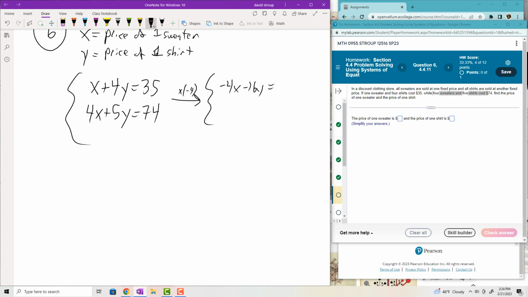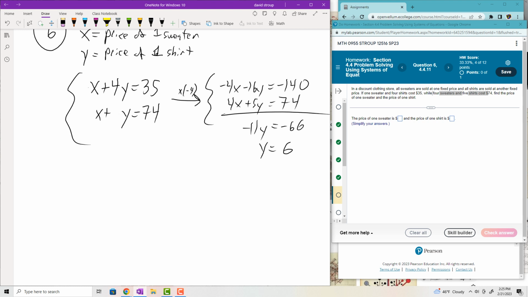It's 140, negative 140. And then 4x plus 5y is 74. So you get negative 11y is negative 66. And so y apparently is 6. So the price of the shirt is $6. And then you have x.